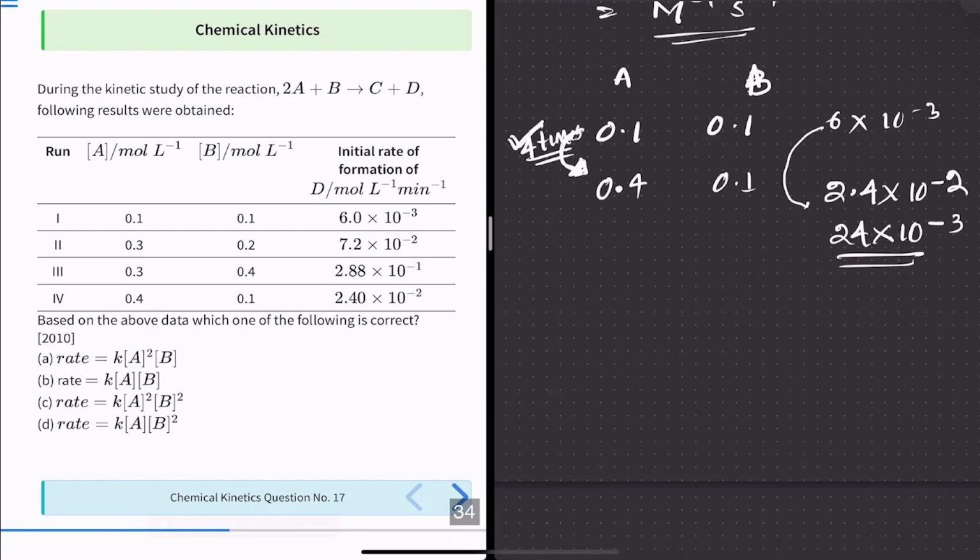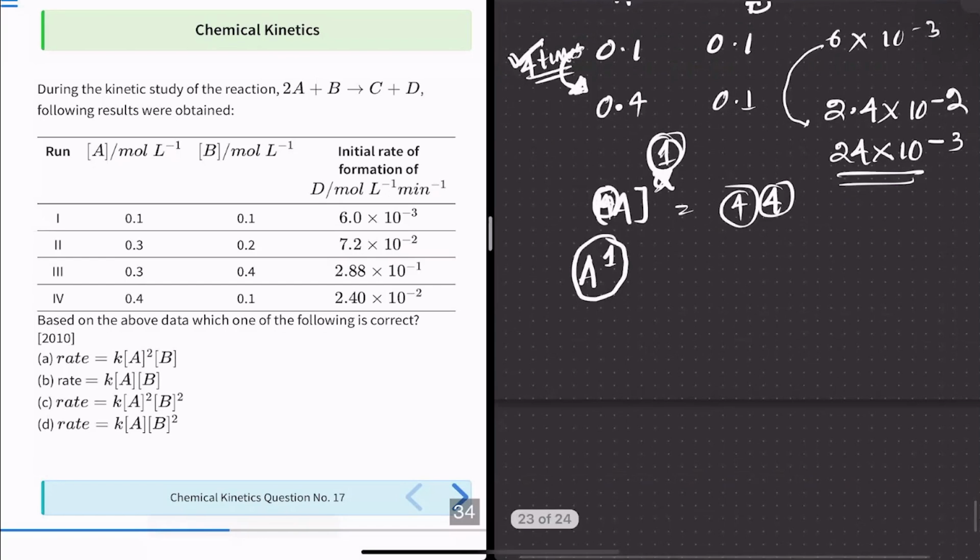What does that mean? Let's suppose the superscript of A in the rate law is X. If A is increased four times, then the rate also is increased by four times. Means the superscript would be 1. Then only 4 to the power 1 would be 4. So the superscript of A is determined as 1. So A to the power 1. We got the superscript of A.